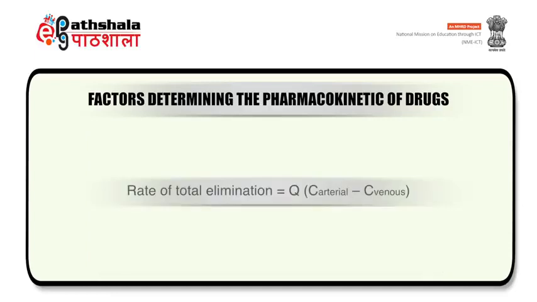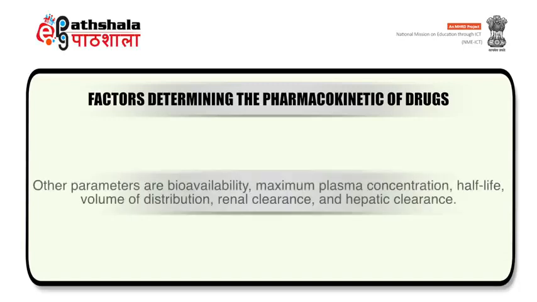Mathematical equations are used to describe most of the pharmacokinetic parameters. For example, the rate of total elimination is equal to Q into (C arterial minus C venous), where Q is the blood flow, C arterial is the concentration entering and C venous is the concentration which is output. Other parameters are bioavailability, maximum plasma concentration, half-life, volume of distribution, renal clearance, and hepatic clearance. These parameters can either be obtained directly or through solving some mathematical equations.